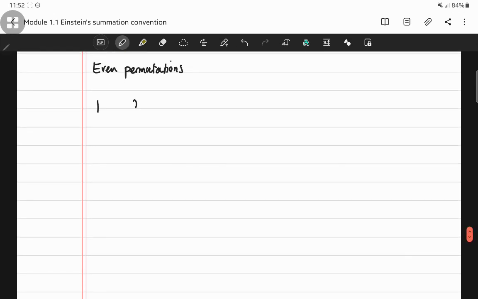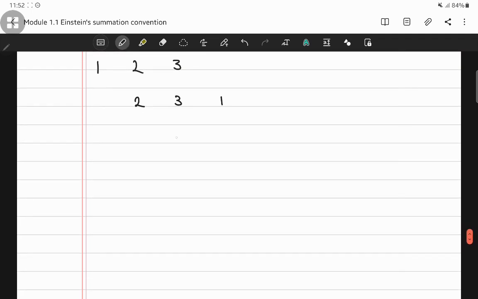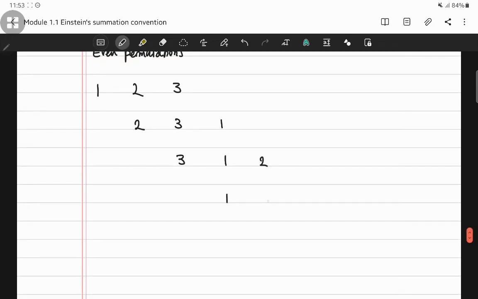So the default is 1 2 3, 2 3 1. So you just push this here, 3 1 2, and then we reach 1 2 3. So this is the same as here. So these are even permutations. So we can say that epsilon 1 2 3 is equal to epsilon 2 3 1, which is equal to epsilon 3 1 2, which is equal to 1, for example.